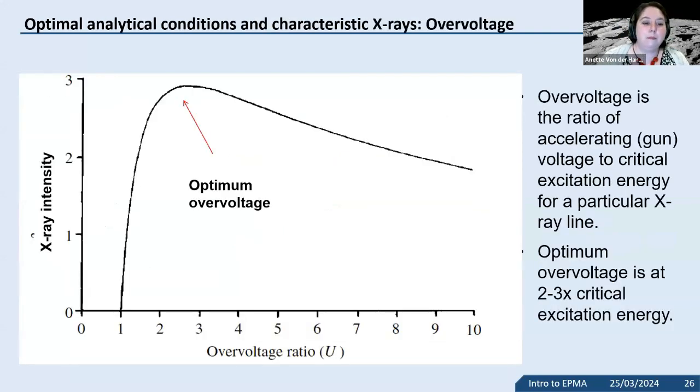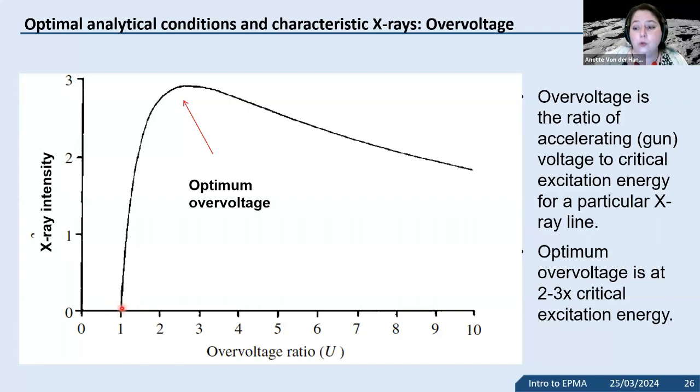Okay. So I mentioned that you usually need to run a certain accelerating voltage in order to generate your X-rays, and that's where we usually talk about overvoltage. Overvoltage is the ratio of the accelerating voltage relative to the critical excitation energy for a particular X-ray line. So if I want to generate X-ray lines from iron, I need to have more than 6.4 kV as an accelerating voltage to generate an X-ray.